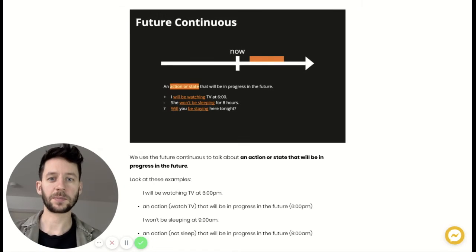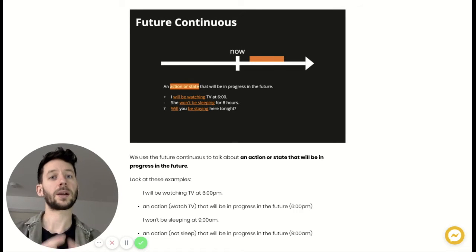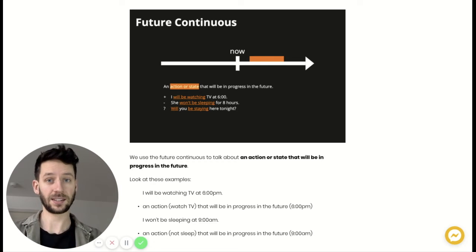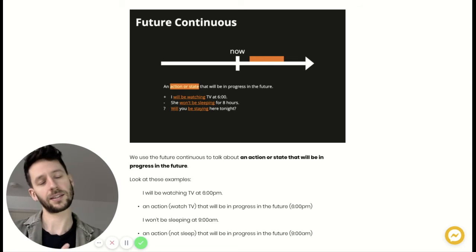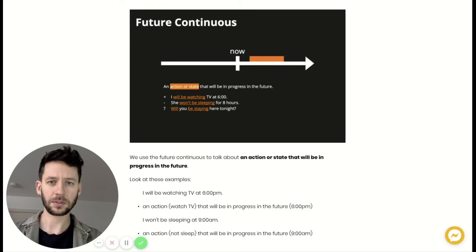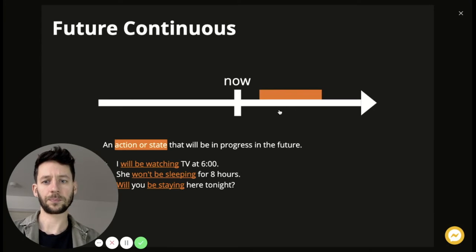Hey guys, welcome to this video about the future continuous. In this video, we're going to look at when we use the future continuous tense, and also how we make good sentences using this. I'm going to be using my website, which you can see here. Let's start with this diagram.